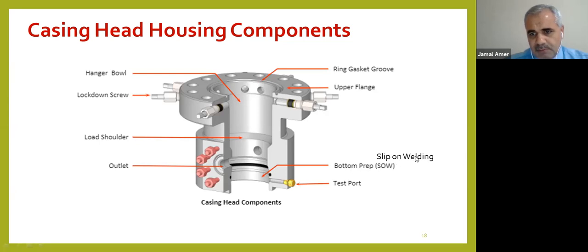Bottom preparation is slip-on welding. Here, depending on the welding, it will be connected to the casing by welding. Also, we have here a groove or shoulder. We call it the load shoulder, because the casing hanger will stop at this shoulder. So this will hold the casing weight of the well. It's very important to install it properly and correctly, because all further steps of well construction, tubing, will depend on this casing head housing.